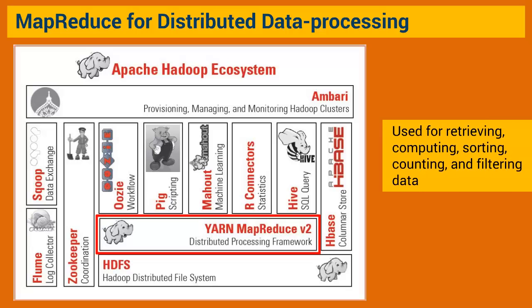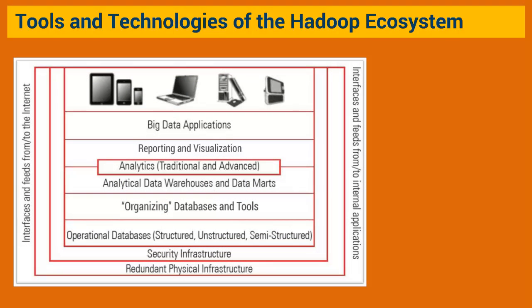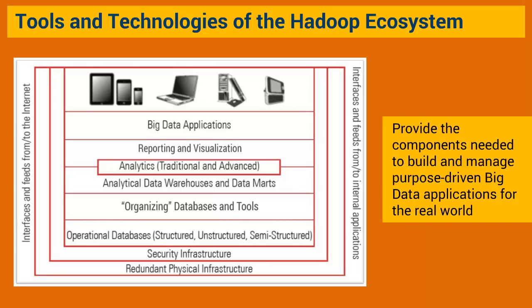MapReduce is the part that is used for retrieving, computing, sorting, counting, and filtering data. It is used for parallel or distributed data processing with execution control. While HDFS and MapReduce provide the basic structure and services needed to support the core requirements of big data solutions, the other tools and technologies of the Hadoop ecosystem provide the components needed to build and manage purpose-driven big data applications for the real world.